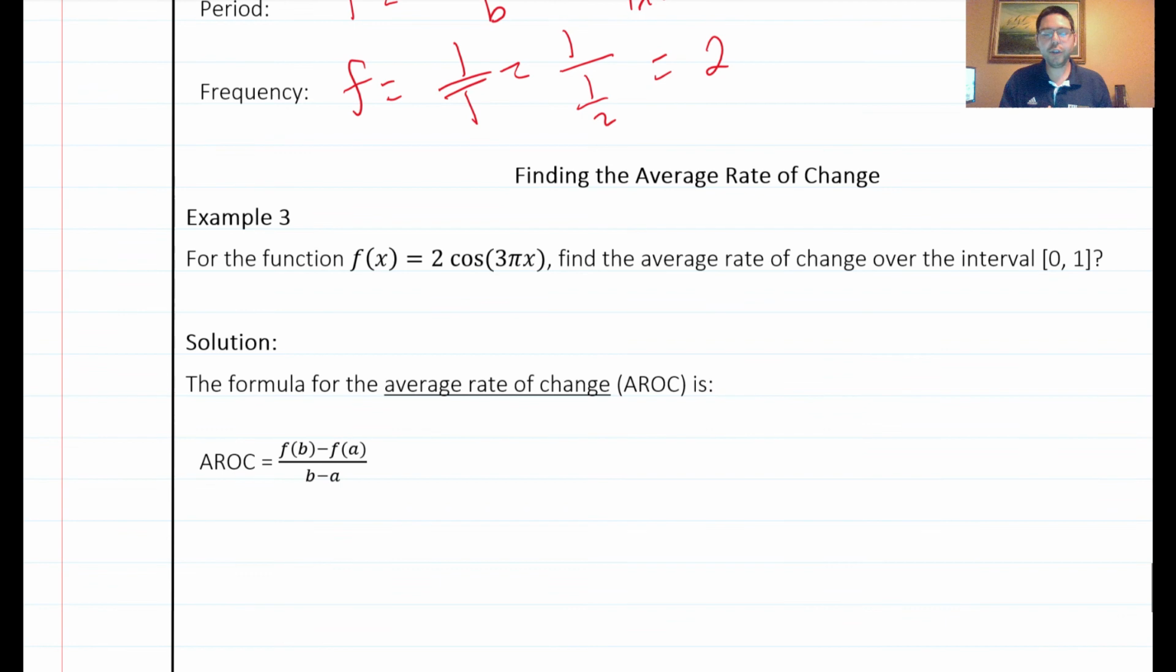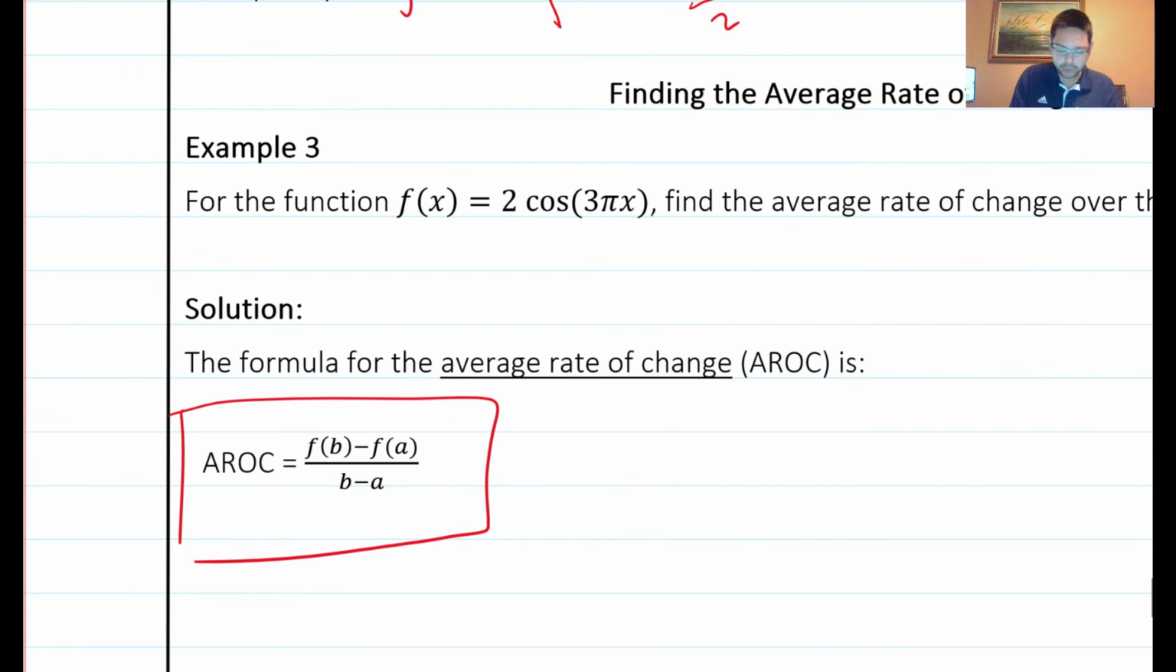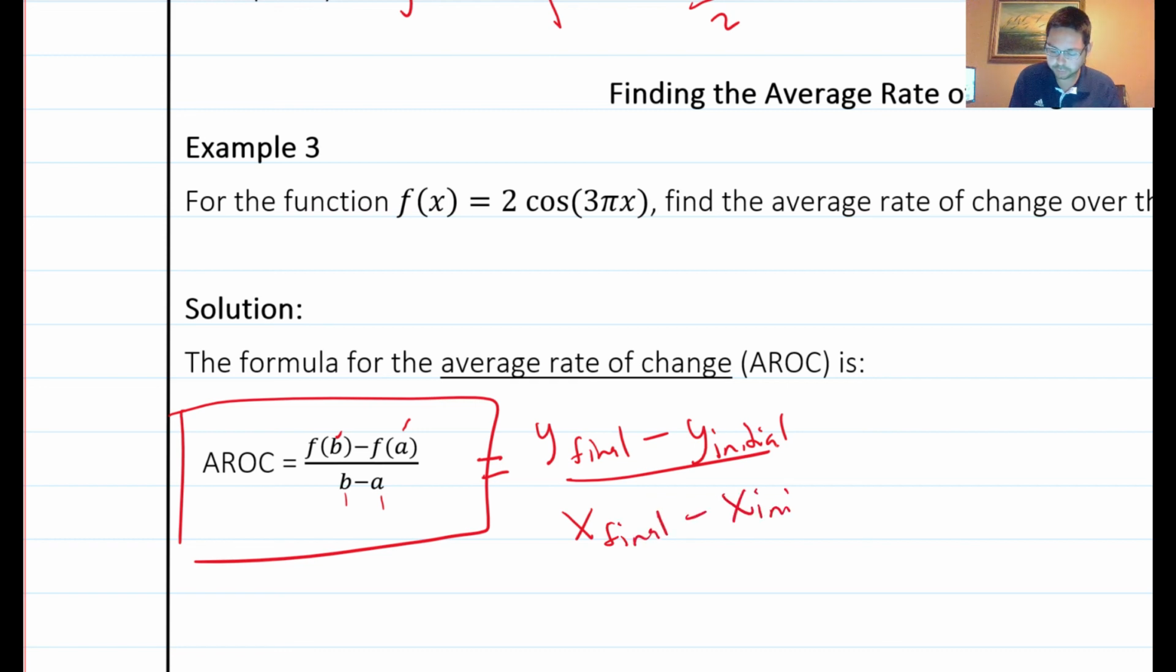The last feature that I want to show you real quick is the average rate of change. It's not hard to calculate. And the formula for the average rate of change is subtract the final y coordinate minus the initial y coordinate, and then subtract the final x coordinate minus the initial x coordinate. So basically it's change in y over change in x. Okay, so this is basically y final minus y initial over x final minus x initial. That's how you do the average rate of change, AROC.